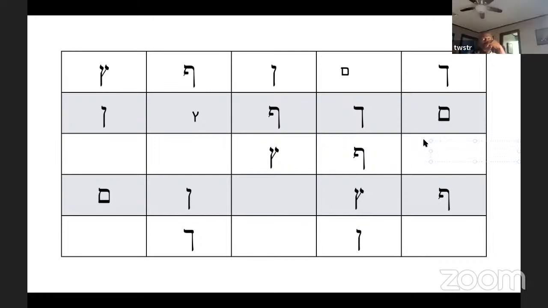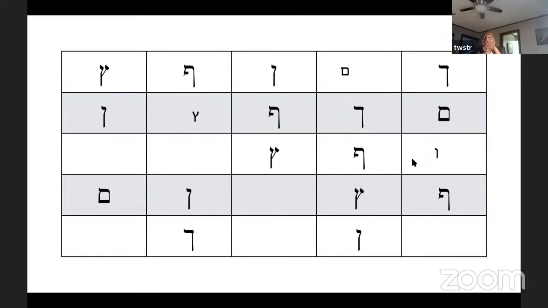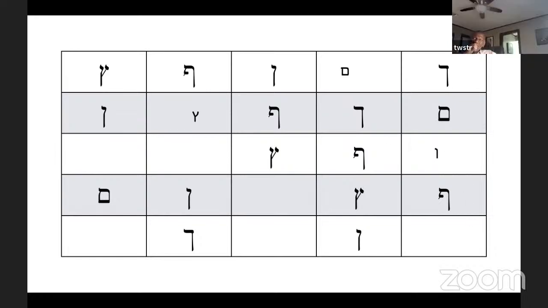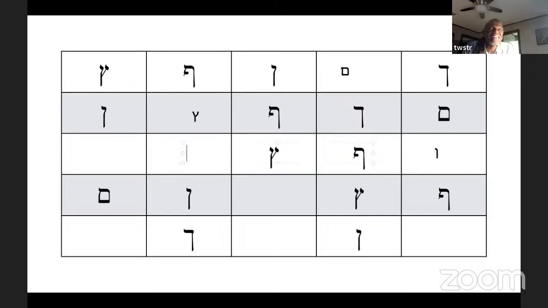Mem Sofit or Nun. Nun, because it wouldn't be a mem because you've got the mem over here. Okay, I see what you're saying. You can't have the same letters repeating from top to bottom. We've been doing it wrong. We didn't get that point. So that one's missing a nun Sofit. This one's missing a mem Sofit.